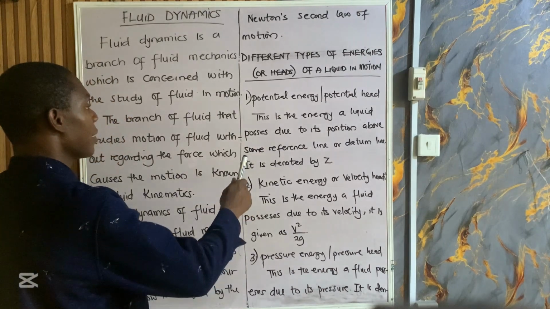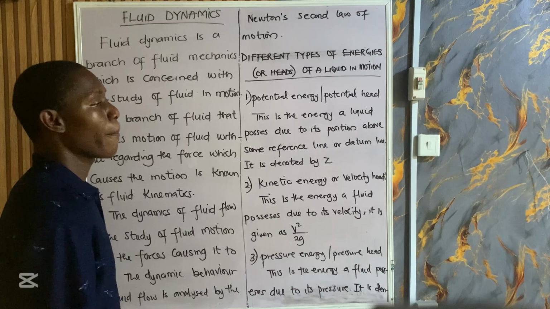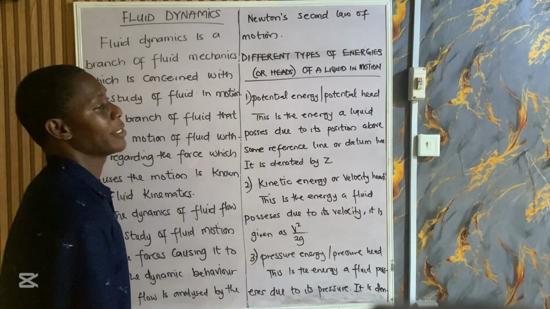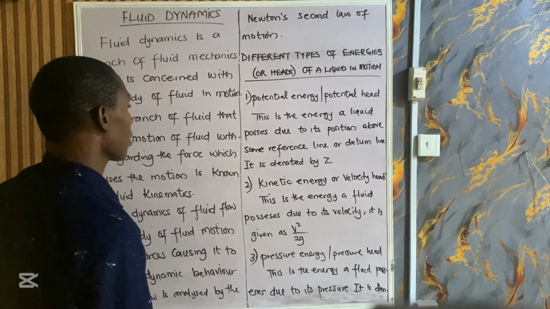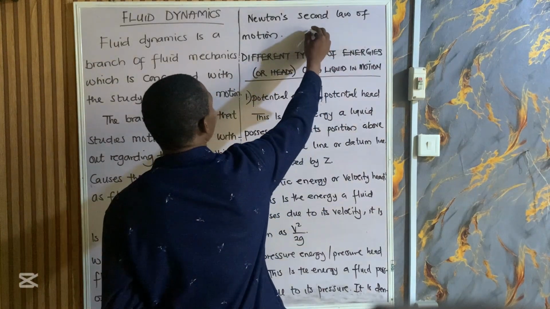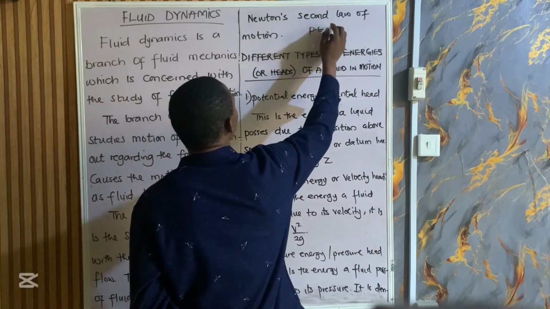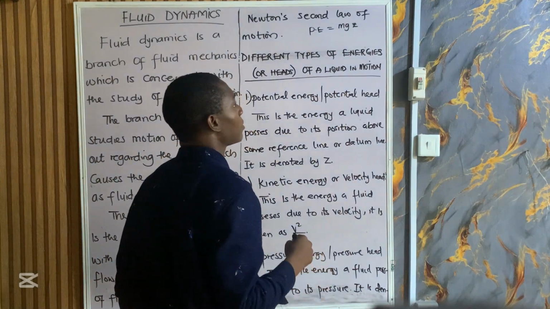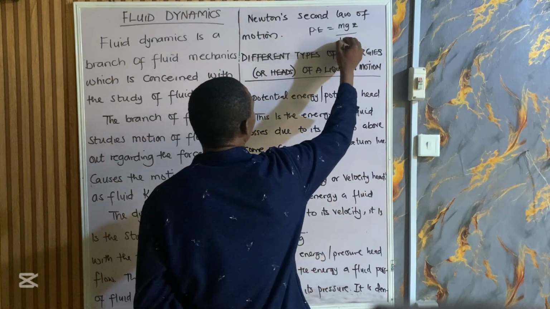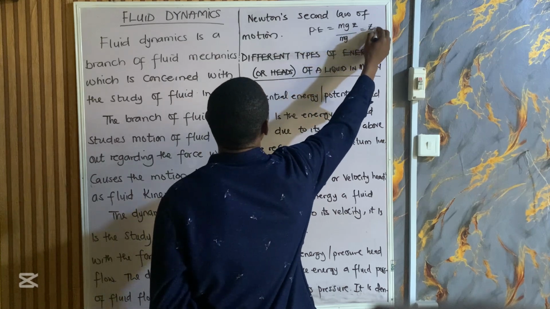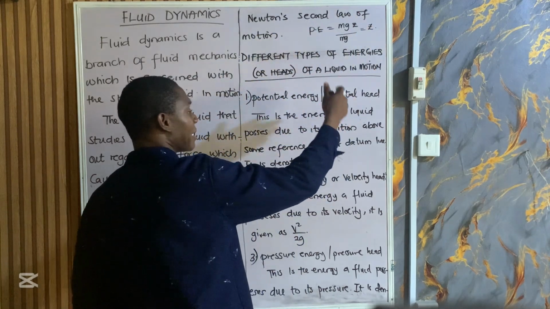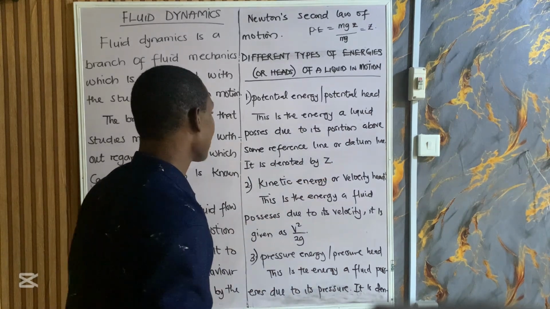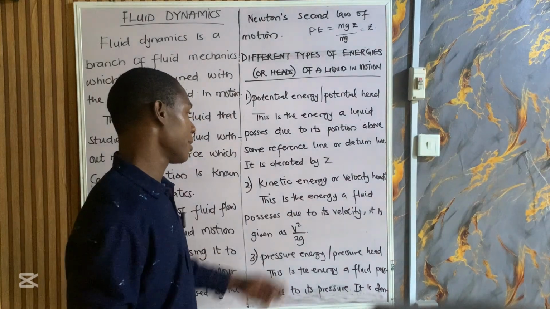This is the energy a liquid possesses due to its position above some reference line or datum line. It is denoted by Z. So you see, actually, potential energy is simply mg times height. We say Z, we don't use H. If we divide this by mg, we are left with Z. Z is like height. So that's what we call a potential head. Head means height, actually. So that's what we use to represent the potential head, Z.